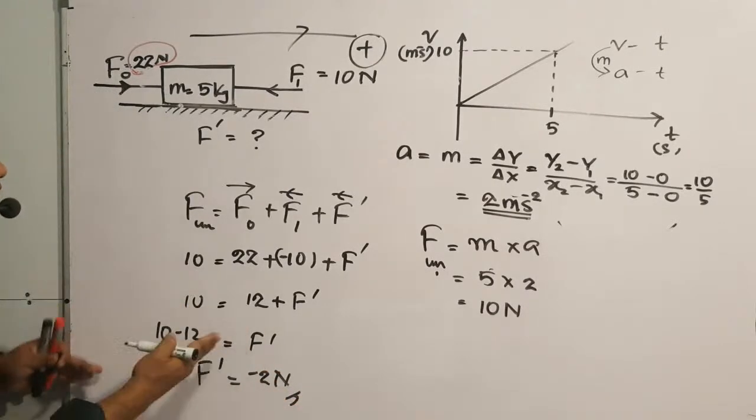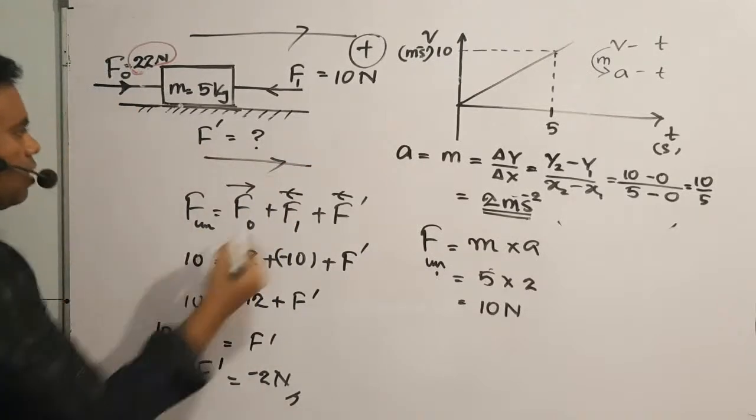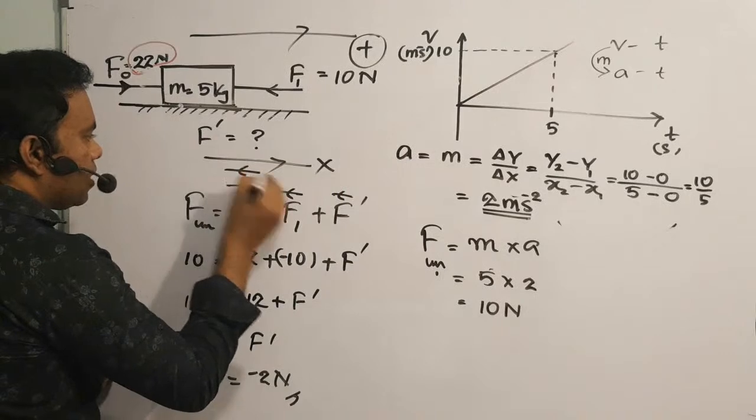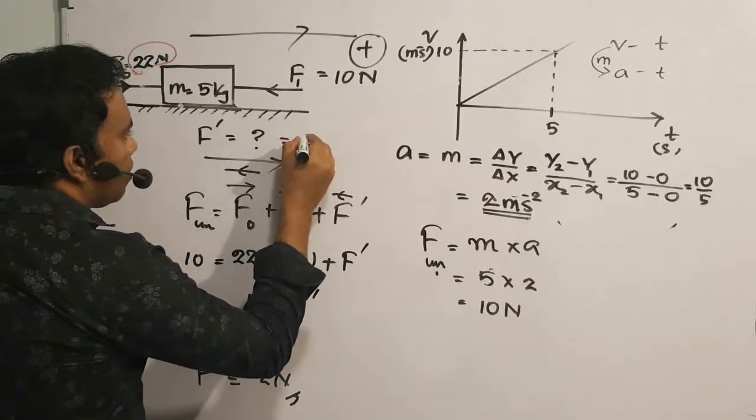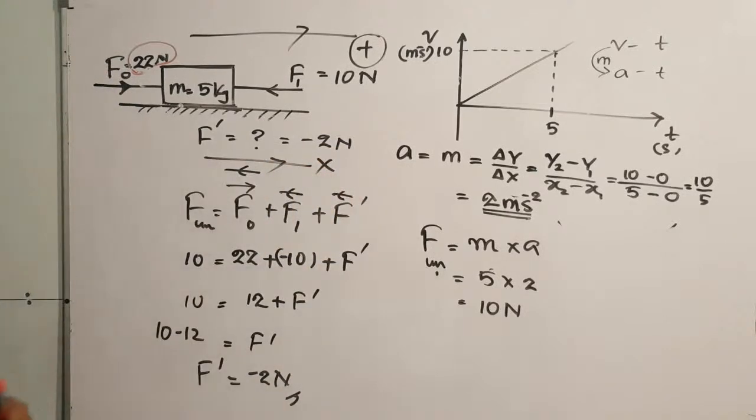F dash is minus 2 Newton. Minus 2 means not to this direction, but to the opposite direction. So F dash equals minus 2 Newton means that it is to the opposite direction. Okay.